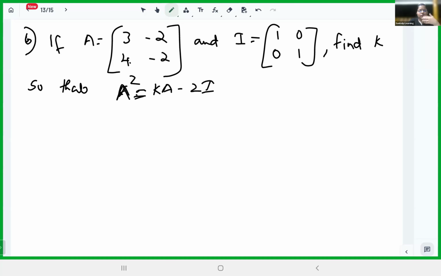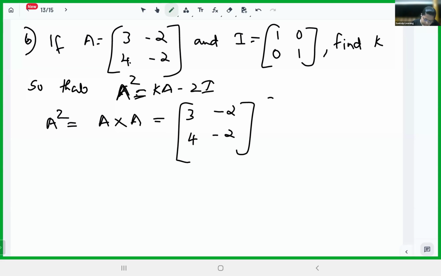In the equation, there is the matrix A, then an identity matrix, and then an unknown value K. Isn't it? Here A and I is known. So substitute those values in the equation and then you find out the value of K. Right. So here A square can be written as A into A. Right. So A into A is equal to, what is A into A? 3 minus 2, 4 minus 2 into the matrix 3 minus 2, 4 minus 2.